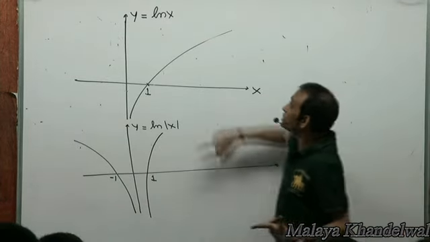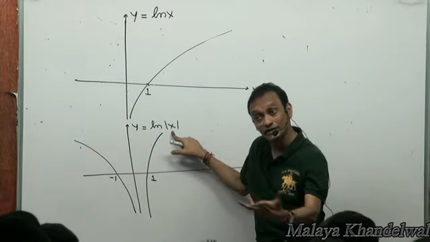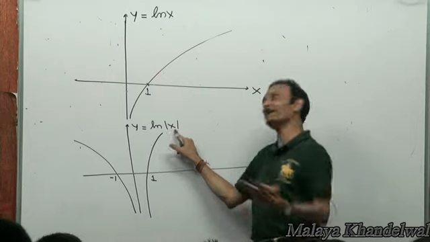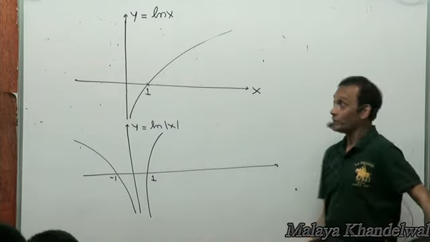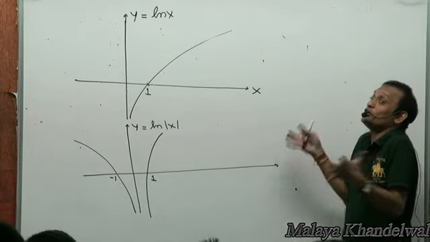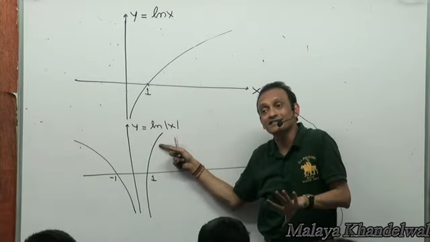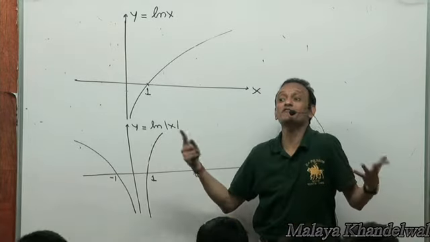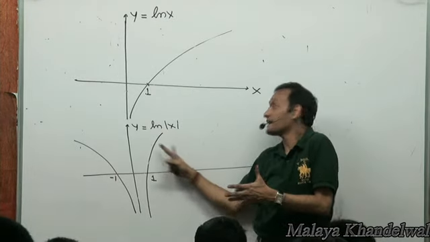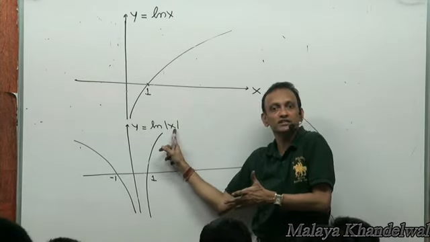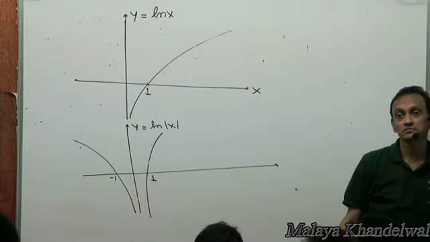And realize that even though log x is defined only for x greater than 0, log mod x actually is defined for x less than 0 also, because mod x will anyways be positive. Right? So the domain of description changes when you go from log x to log mod x. In this case, the domain was only x greater than 0. Now the domain is, except x equal to 0, all x is included in the description of this function. Yes or no?